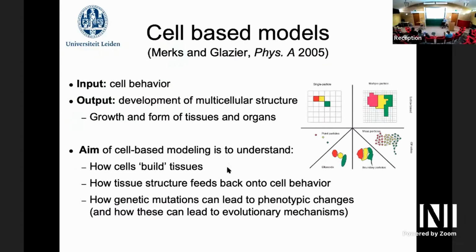So basically what we're doing in this work is what we call cell-based modeling. In cell-based modeling, we start with some description of cell behavior as input. And what we hope to get out of that is the development of multicellular structures, so the growth and form of tissue. The aim is to understand how cells build tissues collectively, but also how tissue structure feeds back onto cell behavior. And of course, if there are modifications in cell behavior, what effect this has on the whole embryo.